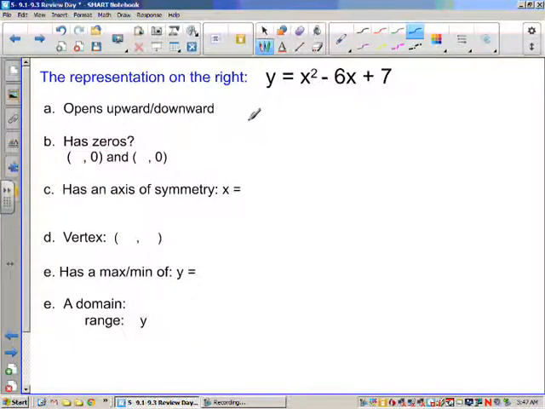Why don't you give this one a try, following the same process. And remember, we're not going to be able to find the zeros just yet. Then you can hit play to see how your work compares.